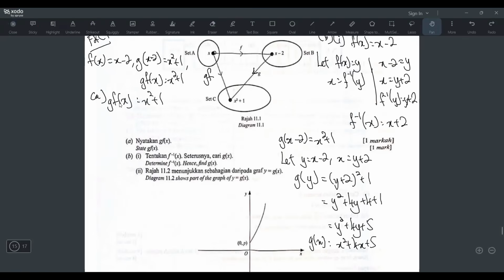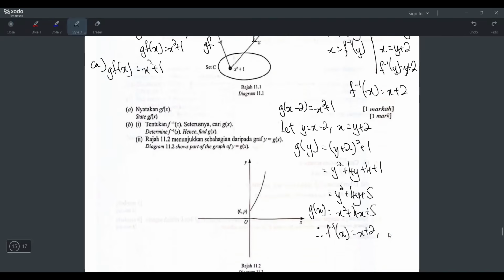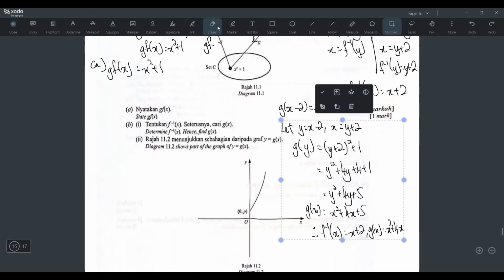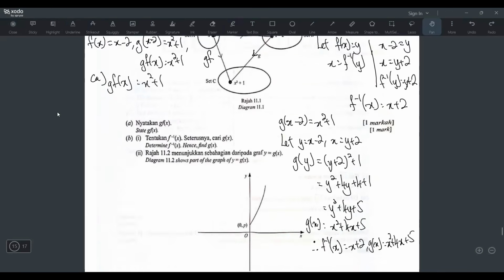That's the answer. Since the question is asking for f inverse and g(x), I will write one more line and then write both my answers in the last line like that. f inverse x equals x plus 2, and then I just put a comma like that, g(x) equals x squared plus 4x plus 5. Not enough space, let me make some space. So this is how I would write it, and they should give you full marks here. So that's it, B1.